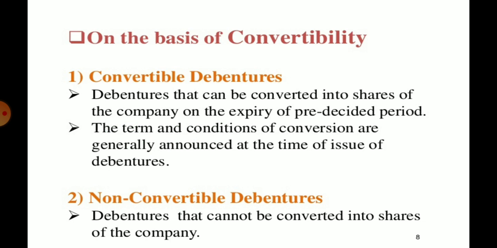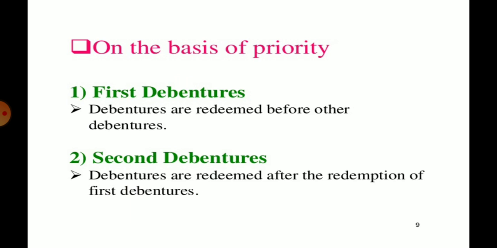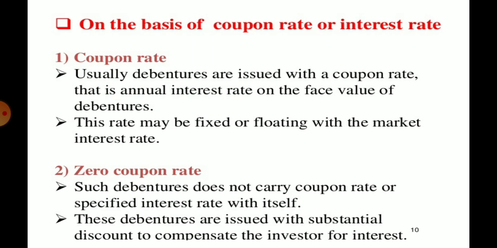On the basis of convertibility, debentures are convertible and non-convertible. Convertible debentures are those debentures which can be converted into shares after the expiry period, and non-convertible cannot be converted into shares. On the basis of priority, the first debenture is redeemed before the second debenture, and the second debenture is redeemed after the first debenture.